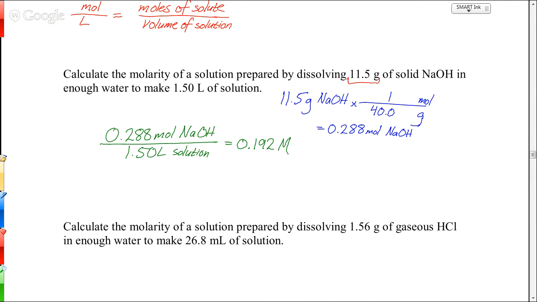All right, so that tells us that in any liter of solution, there's going to be 0.192 moles of solute. So we call this solution 0.192 molar sodium hydroxide solution.